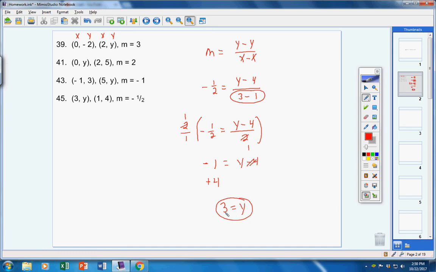So, if you were to pick up 3 and put it right here, and then take these two ordered pairs and find the slope, you would get negative 1/2.